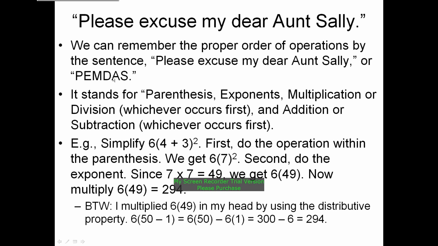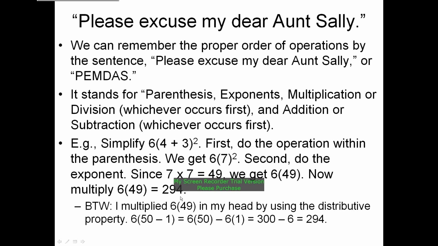So down here we have: simplify 6 times parentheses 4 plus 3 in parentheses to the second power. First we do the operation in parentheses. So we add 4 plus 3, we get 7. So our new simplified expression here is 6 times 7 squared. Next, we do the exponent. So we're going to do 7 to the second power, and we get 49. And then the final operation, we're going to have 6 times 49, and we get 294.